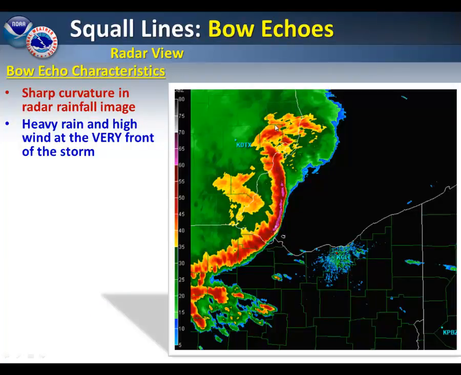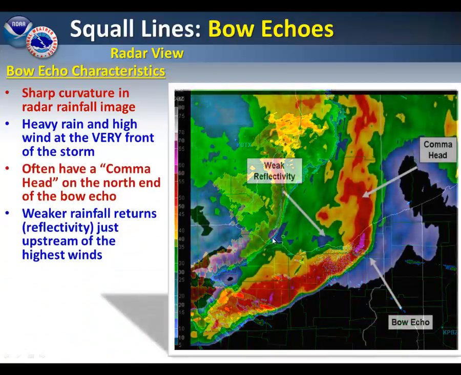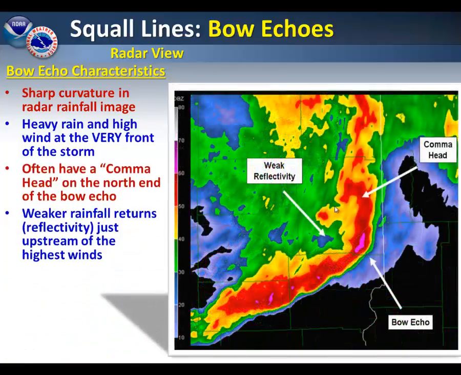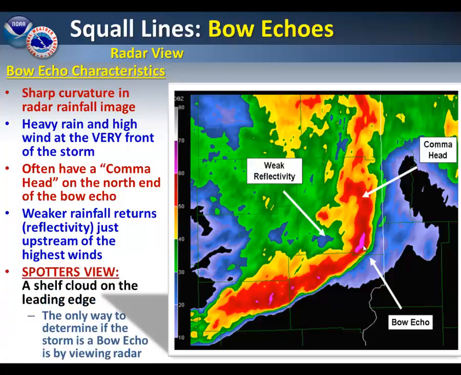When looking at radar for a bow echo, note the sharp curvature in the rainfall image. The heavy rain and high wind will occur at the very front of the storm. Often bow echoes will have a comma head on the north end of the bow echo. Also note that there will be an area of weak reflectivity punching in upstream of the highest winds. When you're out in the field, while you will notice a shelf cloud with such a feature approaching, there is no way to really determine that it is a bow echo unless you are looking at radar.